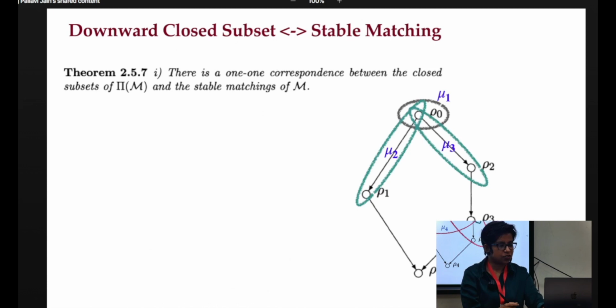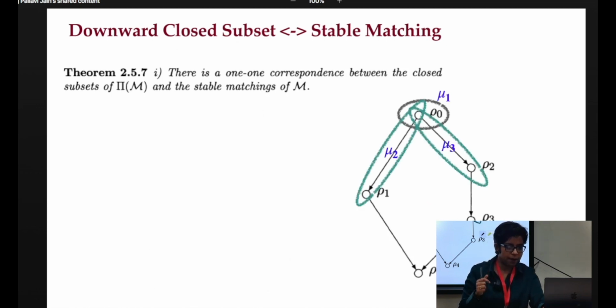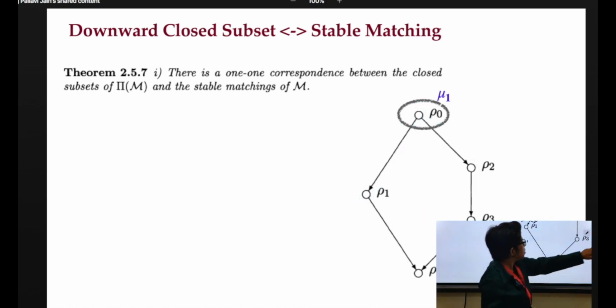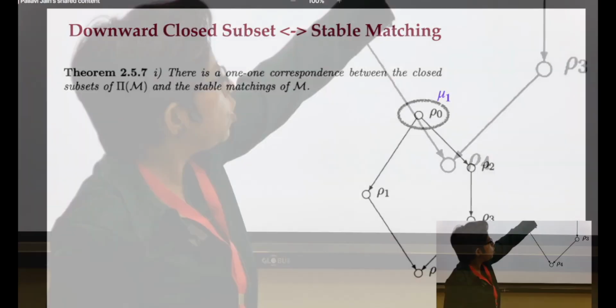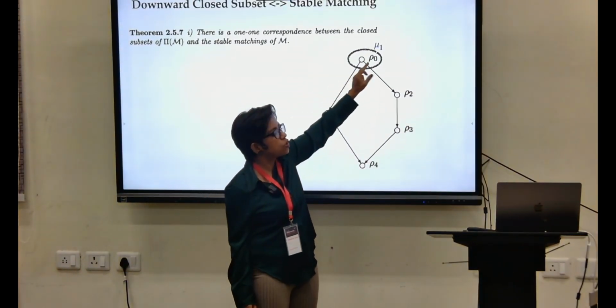Okay, so this is the illustration of this. All right, so let us see. With rho 0, it is like starting from mu 0, the man optimal matching, within which rho 0 was exposed.